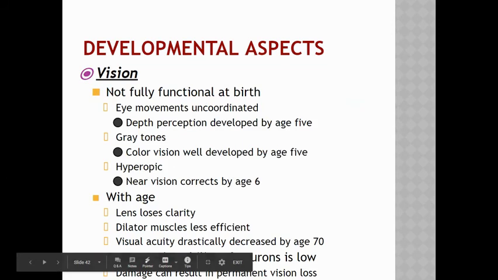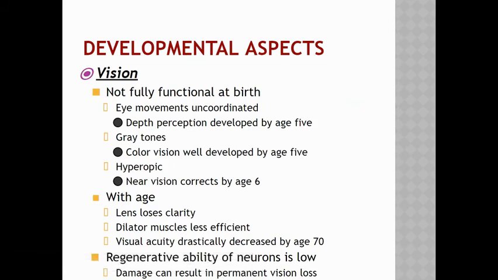Vision, while there is vision, it's not fully functional at birth. Eye movements are uncoordinated, but that improves and depth perception is developed by age 5. At birth, it's mainly gray tones that can be seen. Color vision develops by age 5. And at birth, vision is hyperopic, but that near vision corrects itself by about age 6.